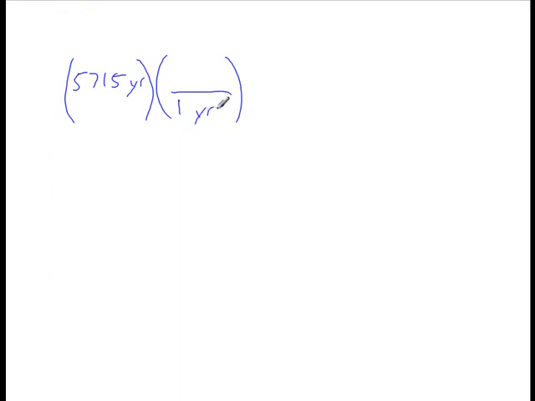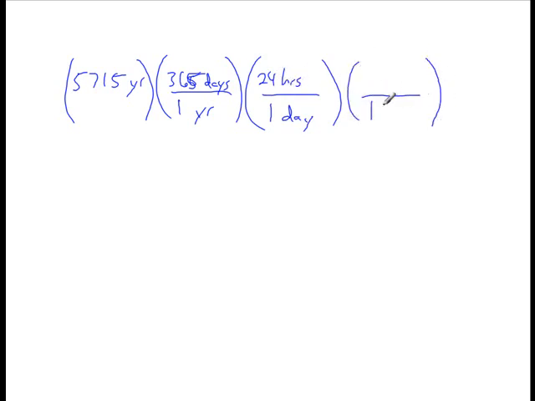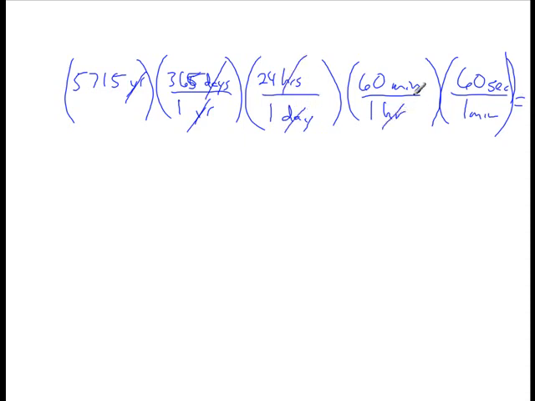In 1 year we have 365 days, right? You should know that. And then in 1 day we have 24 hours. You should know that. In 1 hour we have 60 minutes, and then in 1 minute we have 60 seconds. So it's just a big dimensional analysis game. Years cancel out, days cancel out, hours cancel out, minutes cancel out. We're left with seconds. Okay, that's the setup that you have to do for this.